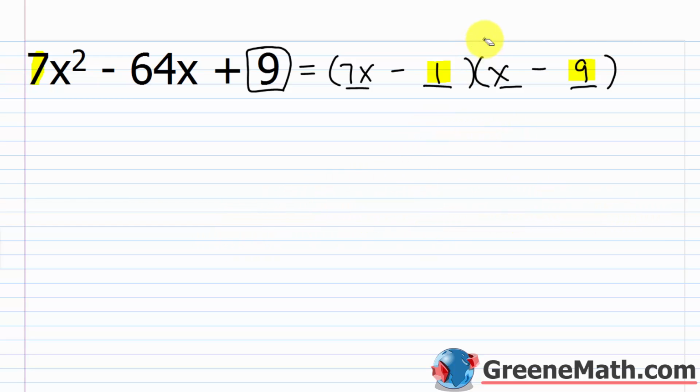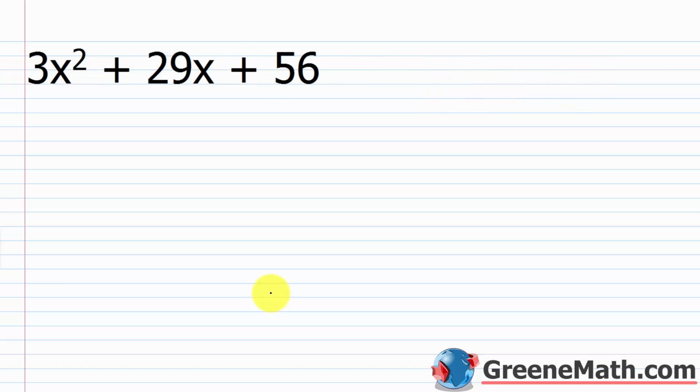So we can go back and say, okay, we know 7x times x is 7x squared. The outer here would be -63x. The inner here would be -x, so that would combine to give me -64x, so we're good to go there. And then -1 times -9 is +9. All right, let's take a look at another one.